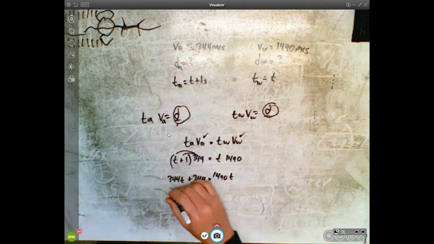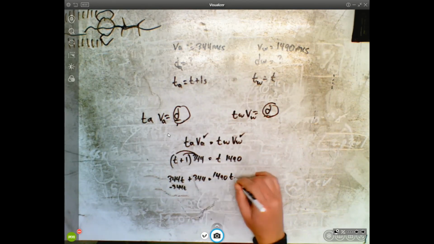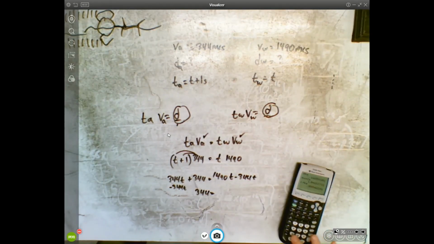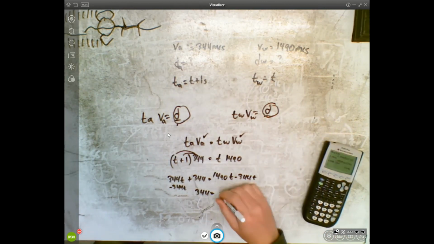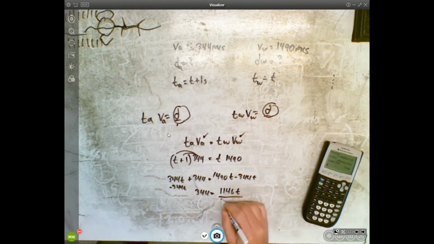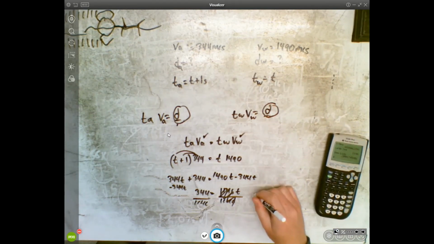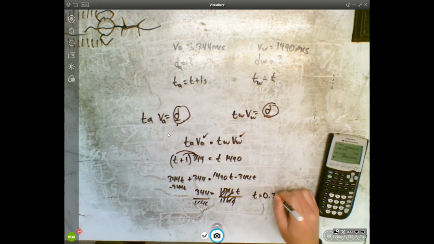And then if I subtract 344t from both sides, what I get is 344 is equal to 1490 minus 344, 1146t. And if I divide both sides by 1146, that'll cancel out that. So 344 divided by 1146, and I get t is equal to 0.300 seconds.